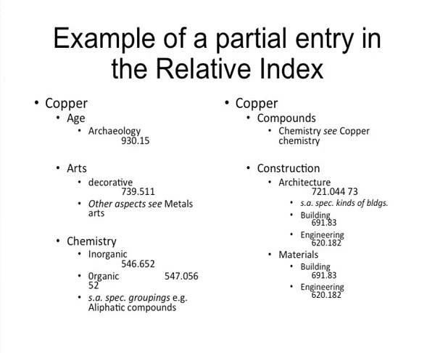Then for buildings, engineering, the class number is 620.182. For engineering buildings, 691.83 and 620.182.